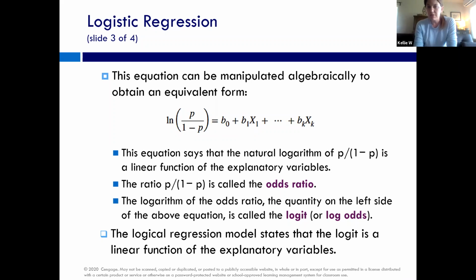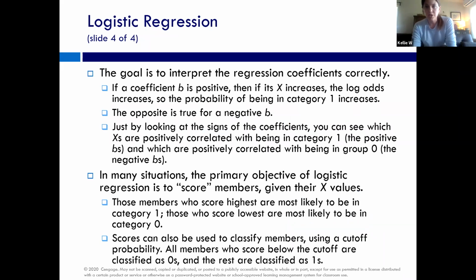So the logarithm of the odds ratio is called the log odds. And basically the whole point of logistic regression is to state that the log odds are a linear function of the explanatory variables. The goal of logistic regression is to interpret the regression coefficients correctly.